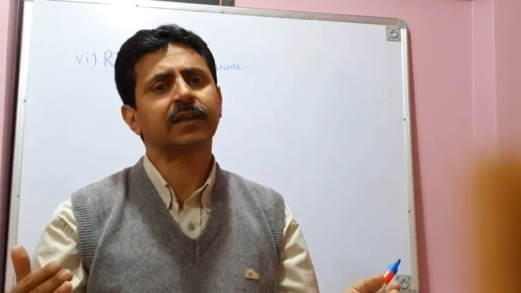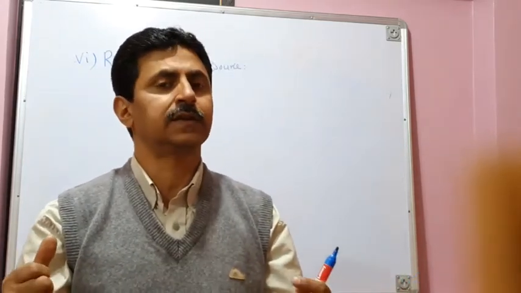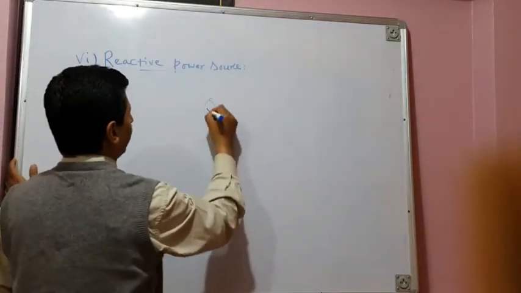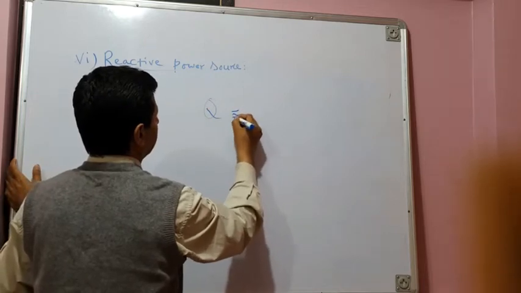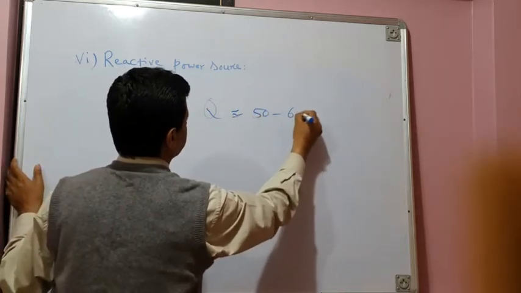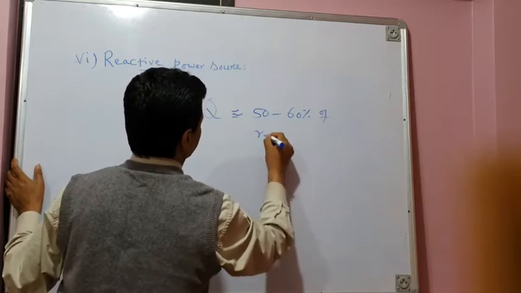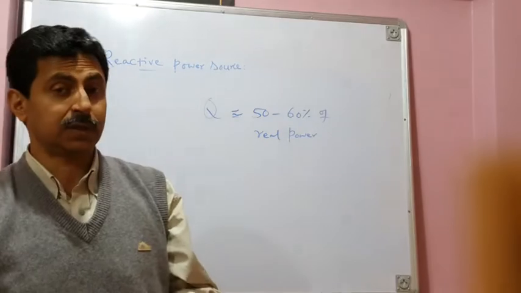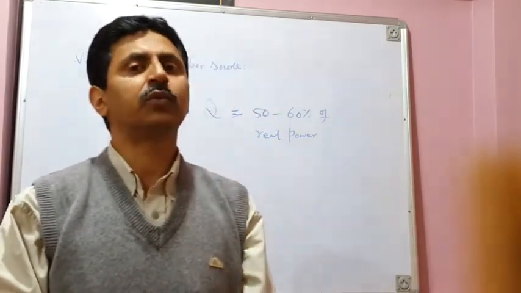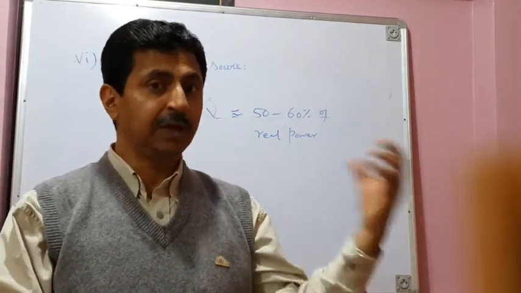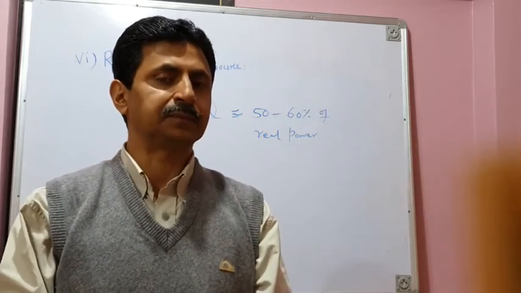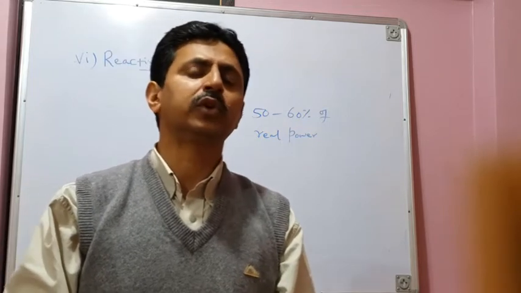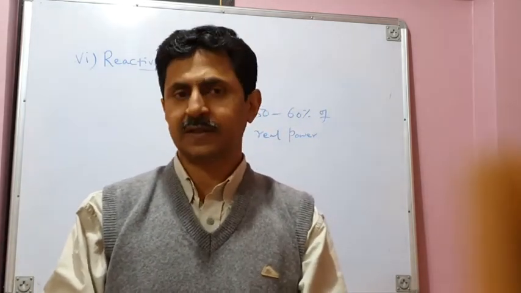It has been seen that the reactive power requirement of your converter is 50 to 60% of the real power flow, the real power which you are actually transmitting over the line. So it's a huge requirement. This requirement will burden your whole AC system, because ultimately this reactive power will come from your AC system. Therefore, you need reactive power compensation.